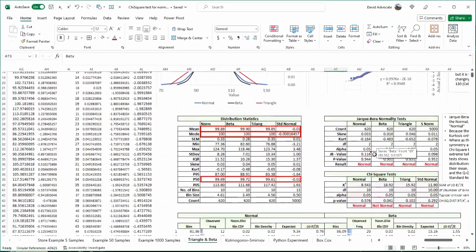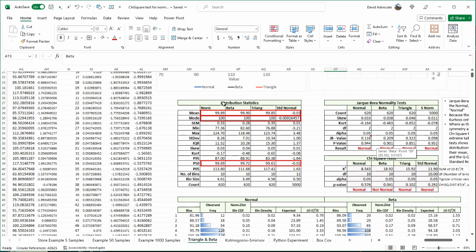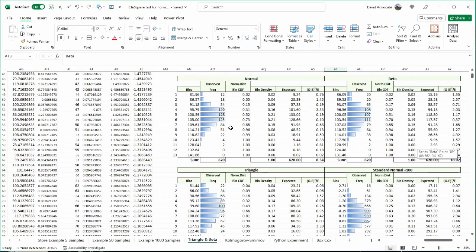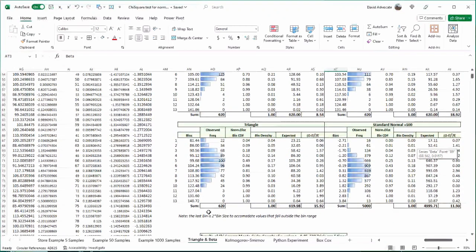Alright, then down below we have the descriptive statistics for the different distributions, and where we calculate the Jarque-Bera normality test for each of the distributions in question. And over here we do the chi-square testing. These calculations are done down here. This is the binning for the chi-square distributions, and you can see that we're doing 620 counts for the normal, the beta, the triangle, and we're doing 5,000 calculations for the standard normal distribution.